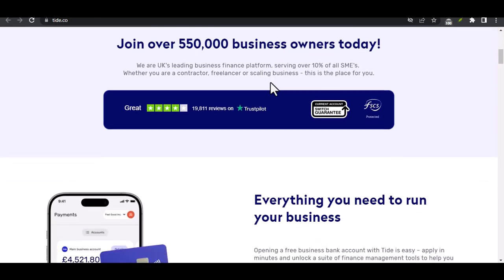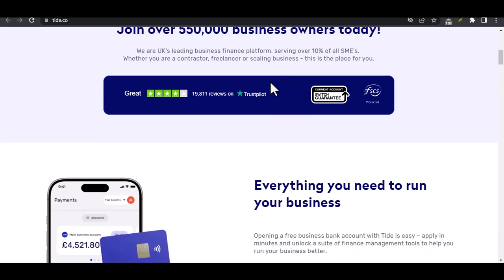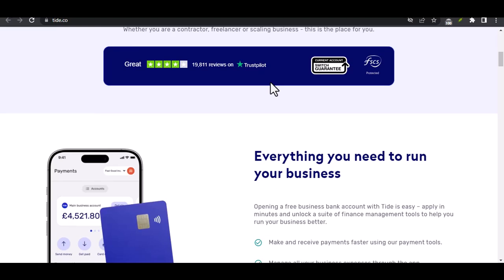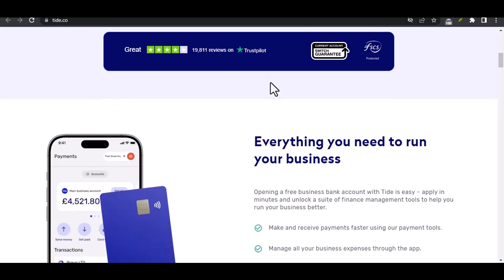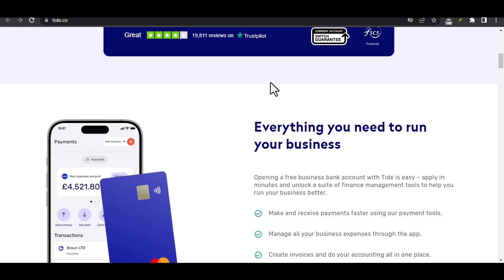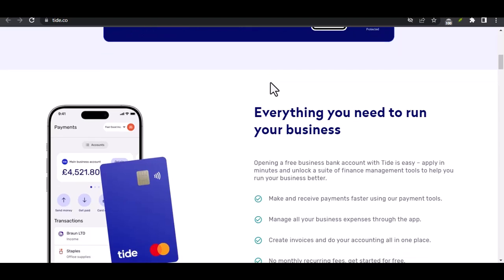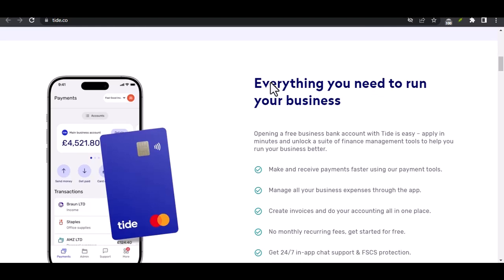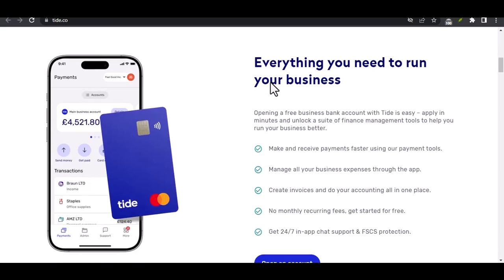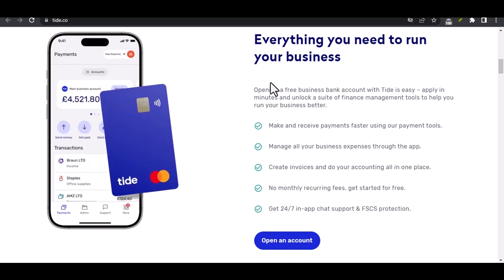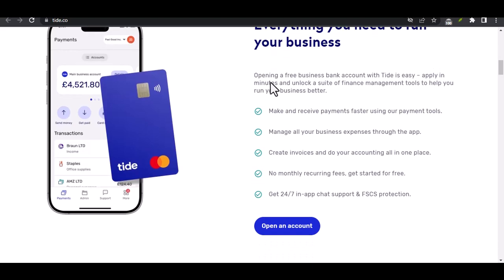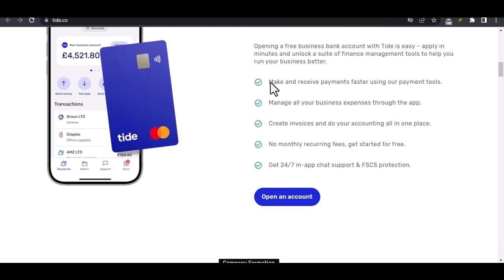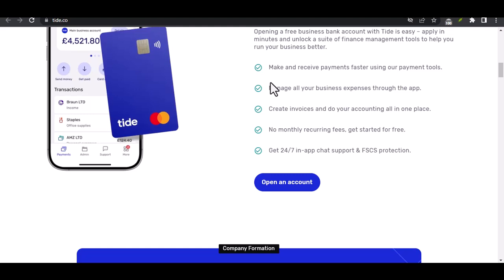The base currency. Tide primarily operates in a base currency, which is usually the currency of the country where the account holder is located. For example, if you're based in the UK, your Tide account will likely be denominated in British pound sterling, GBP. Understanding the base currency is key, as it is the primary unit of account for your business transactions. This means that all your income, expenses, and balances will be recorded in this currency. It's the foundation upon which your financial records are built.